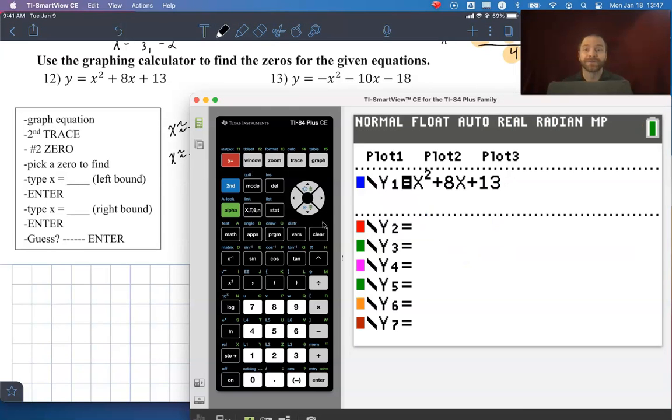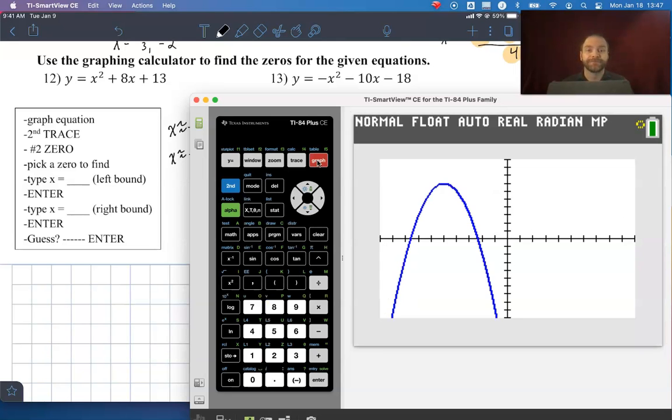I'm going to go to y equals. I'm going to clear it out, and I'm going to type in -x², which, by the way, let's think about this. It's an even degree. It has a negative leading coefficient, so it should be opening down. The y-intercept, by the way, here should be -18. I'm going to hit graph. Hey, look at that. I have a good description.